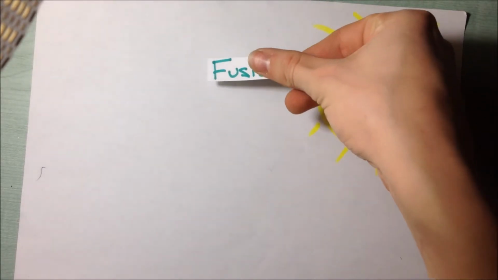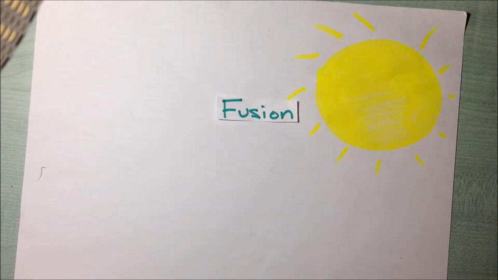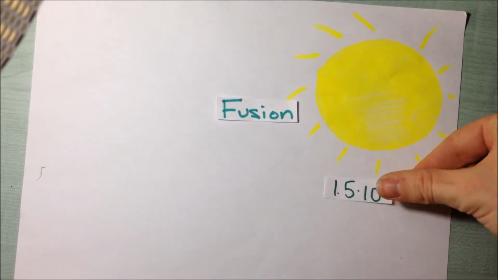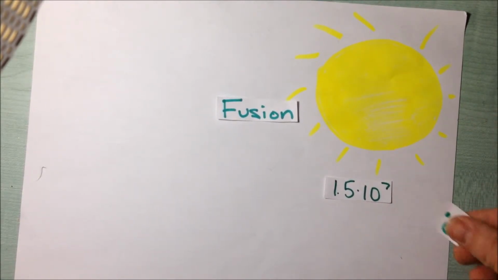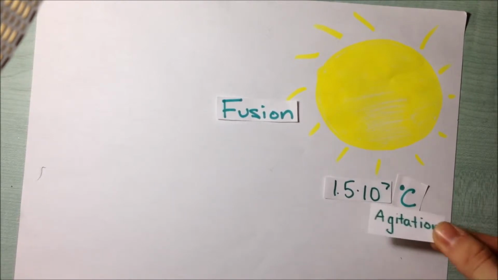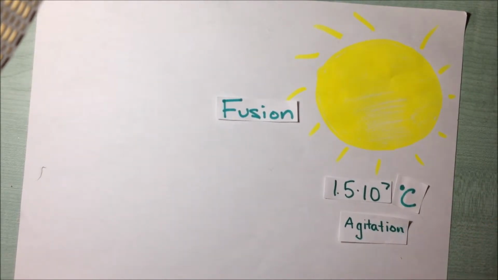This is because the process of fusion is occurring every single second inside our sun. Now, our sun is 1.5 times 10 to the power of 7 degrees Celsius, which is 15 million degrees Celsius. It's very, very hot. Now, this causes any and all atoms to be in extreme agitation, which means that they are traveling at extreme speeds.